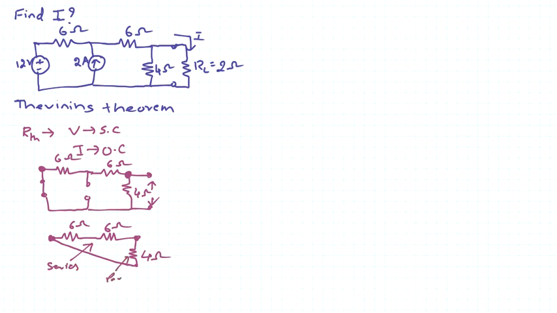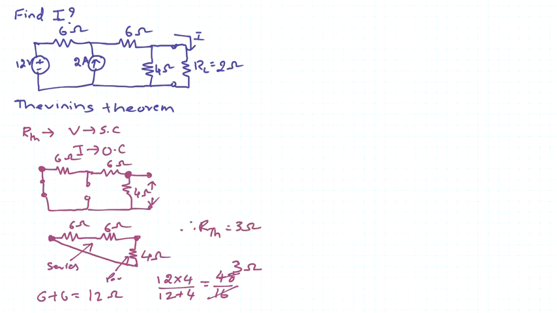Okay, so how can we do it? 6 plus 6 is 12 ohms, and for parallel, how will we calculate? 12 into 4 by 12 plus 4, so that is equal to 48 by 16, that is 3 ohms. Okay, so therefore R Thevenin is 3 ohms. Now we have to find out the V Thevenin.